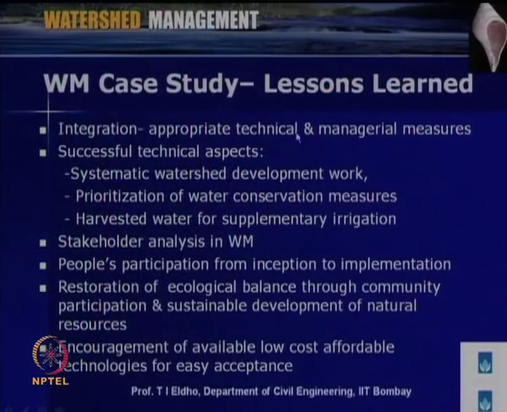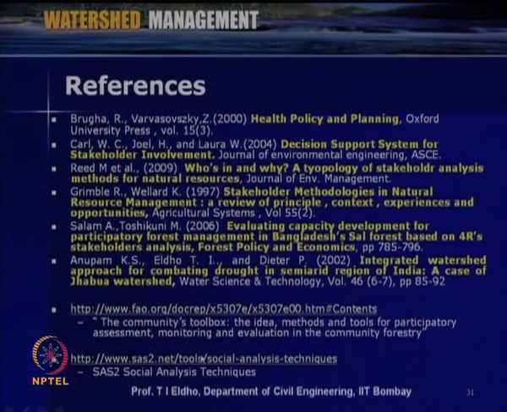So, some of the important lessons learned in this case study are listed here. This is the integration of appropriate technical and management measures, then successful technical aspects as far as prioritization and implementation are concerned, and then appropriate stakeholder analysis for the particular watershed. Then people's participation was very important in this particular case study, and then restoration of ecological balance through the community, and then encouragement of available low cost affordable technologies for easy acceptance. So, these are some of the important lessons learned from the successful case study of Jhabua watershed. For this lecture, some of the important references used are listed here.